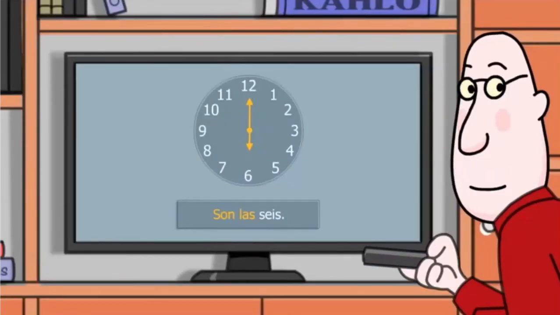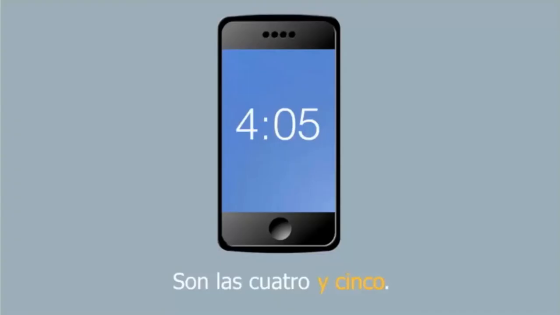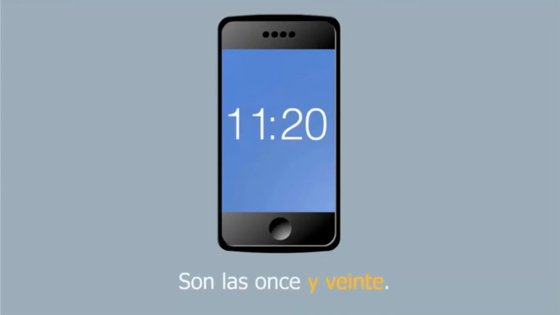As in English, you express time in Spanish from the hour to the half hour by adding minutes. Son las 4:05. Son las 11:20.